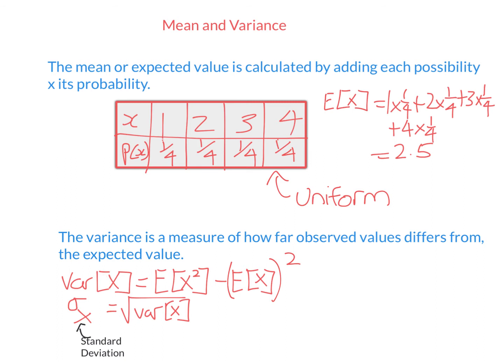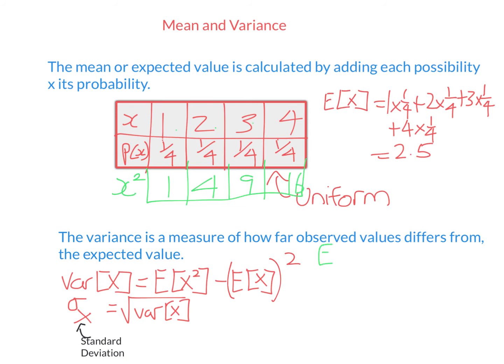To calculate the variance of x, we use capital letters for random variables and lowercase letters for the values they realize. To calculate the variance, we need to calculate first the expected value of x squared. To calculate that, I need another row in my table. Each of these values will be x squared. So 1 squared is 1, 2 squared is 4, 3 squared is 9, and 4 squared is 16.